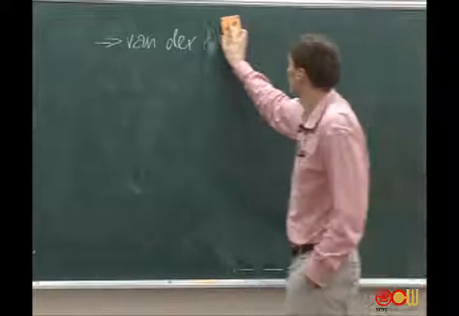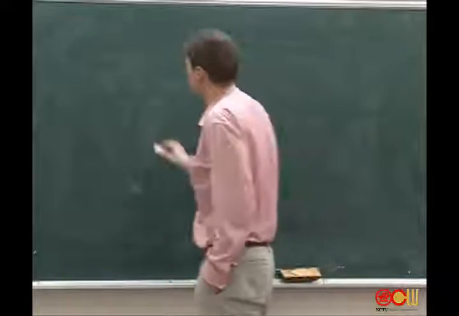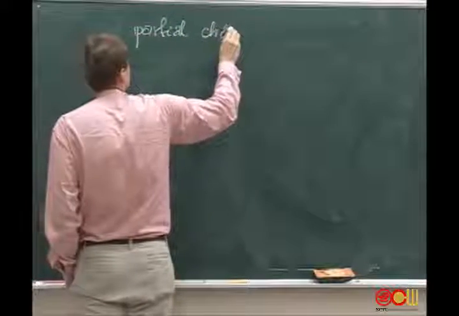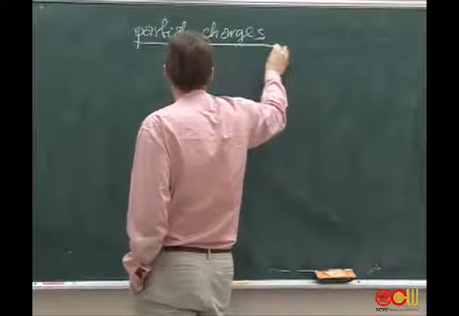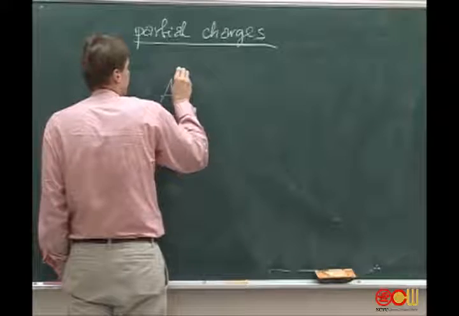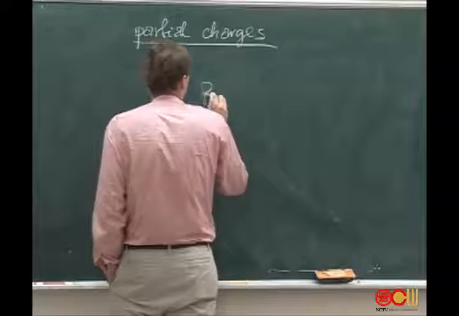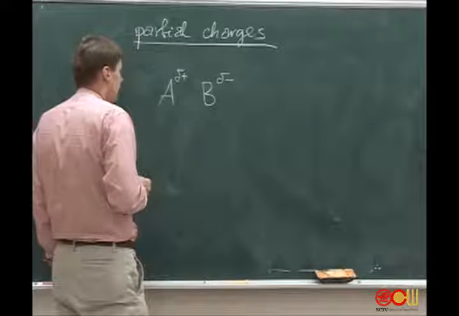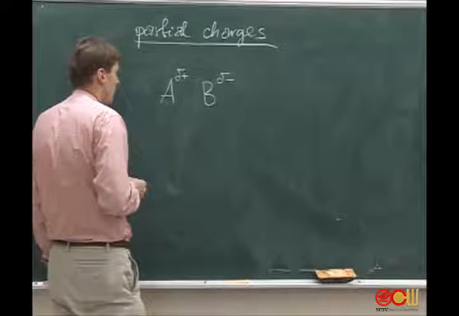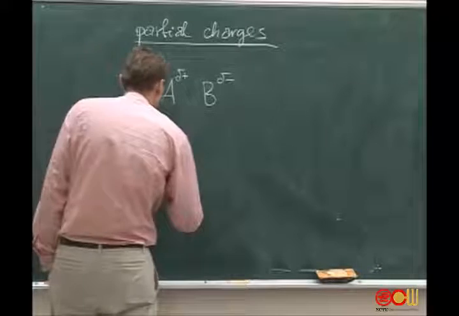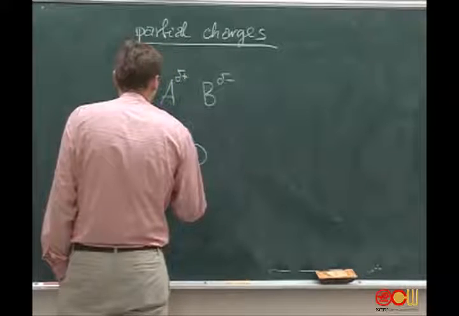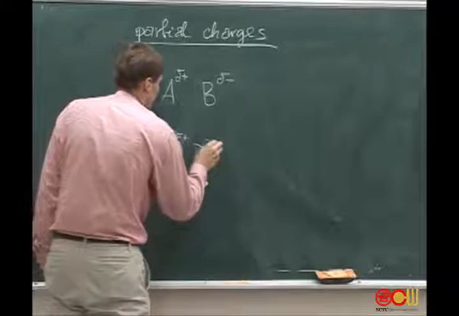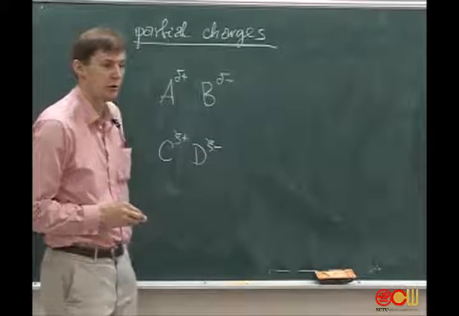Good. We have a few things to explain. First one is the partial charges story. We have a molecule in which one atom has some small positive charge and another one has small negative charge. So we have the partial charges or induced charges. And we have another molecule, C, D, with xi plus, xi minus.